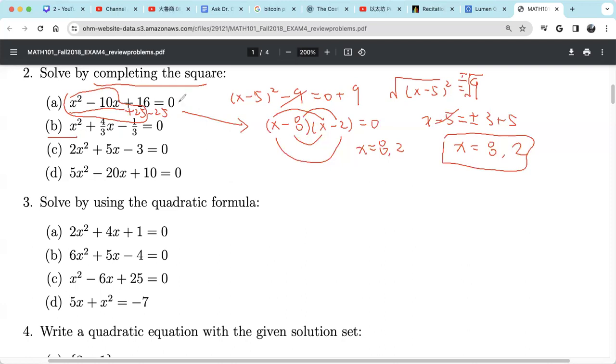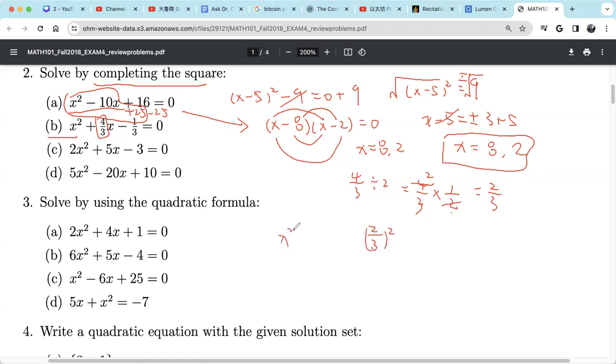So B, we're going to do the same thing. We take the number before x, which is 4/3. We divide it by 2. Well, divided by 2 is the same as multiplying by its multiplicative inverse, right? Multiply by half. Then we see this 4, simplify this 2 with 2. So that's 2/3. Right? So which means we want to add 2/3 squared on both sides.